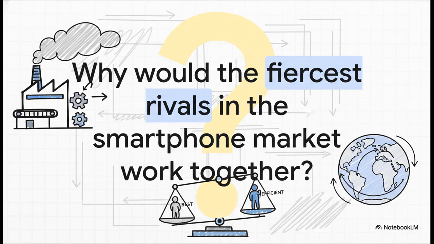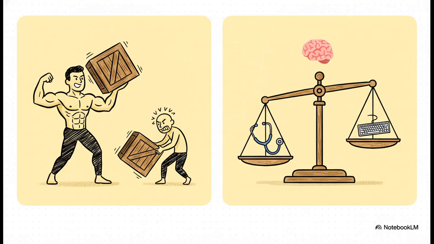Well, the answer pulls back the curtain on the fundamental logic that powers our entire global economy. And it's not about who's the best, it's about who's the most efficient. See, our intuition tells us that trade is all about what economists call absolute advantage. Just being flat out better at making something. But the real engine of global trade is a much smarter idea: comparative advantage.